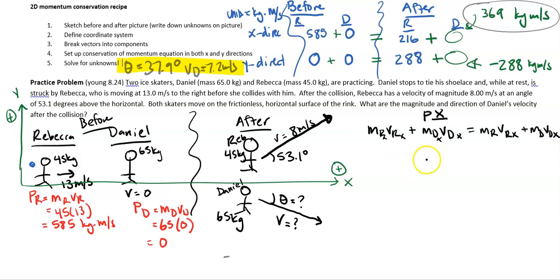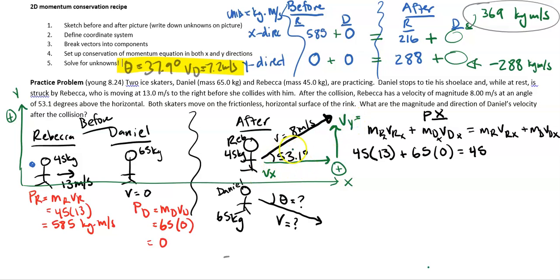Okay, so now let's think about what to plug in. Mass of Rebecca, what? 45. Her initial velocity is just the x of 13, plus mass of Dan is what? 65. His initial velocity is just 0, equals mass of Rebecca afterwards, 45. We need to find her velocity in the x. We're also going to do that in the y. Let's just go ahead and do that right now. So velocity y and velocity x.